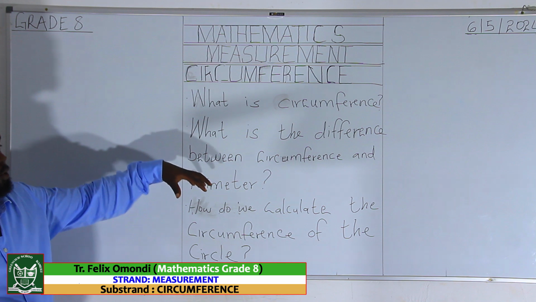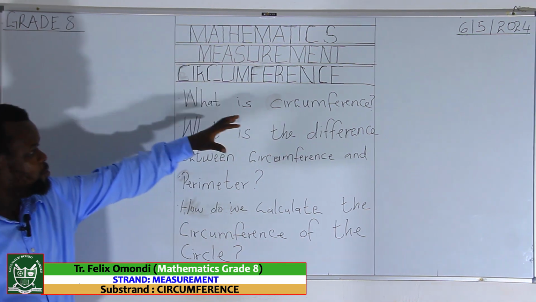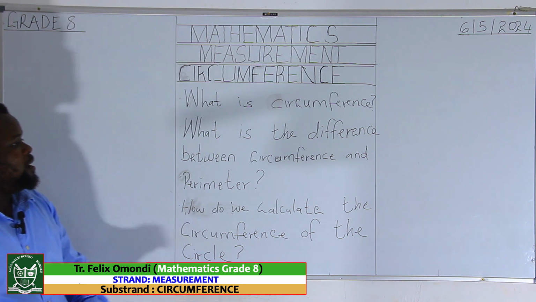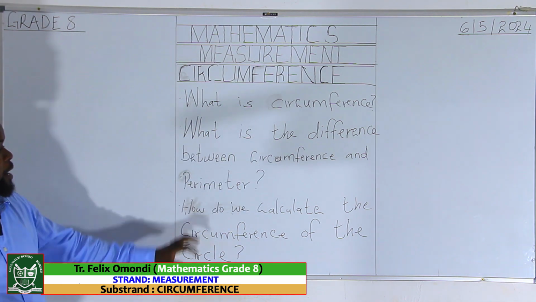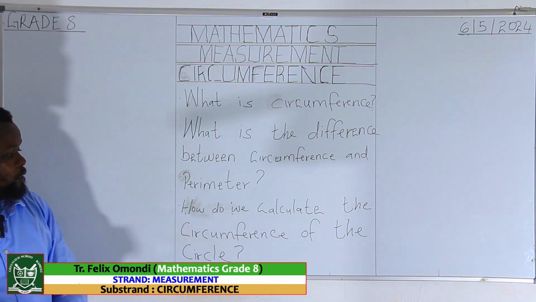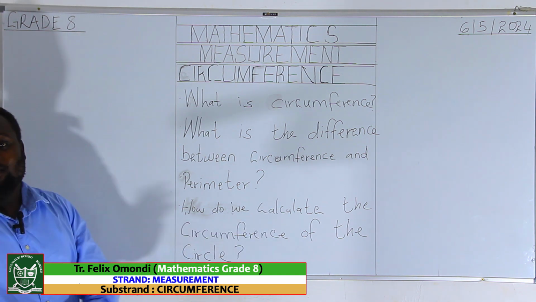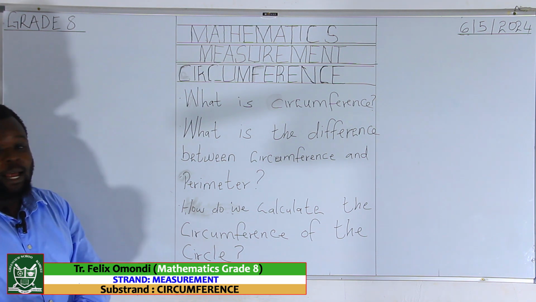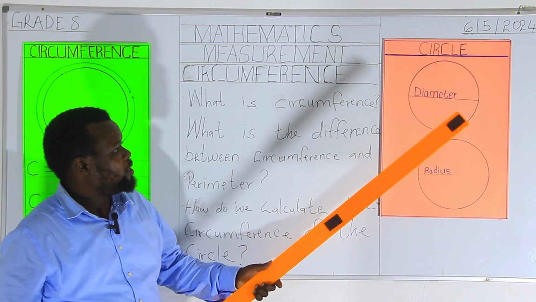At the end of the lesson, the outcome that we are targeting is that the learner will be able to define the term circumference, differentiate between circumference and perimeter, and also calculate the circumference of the circle.